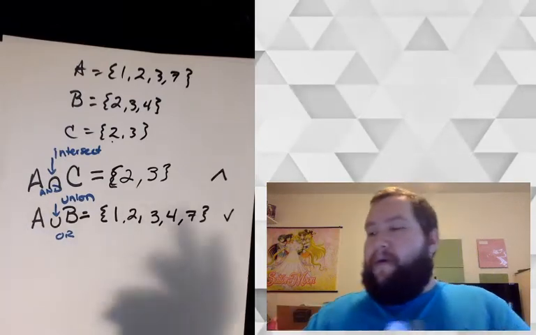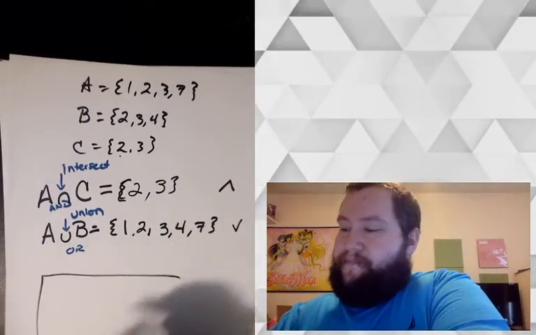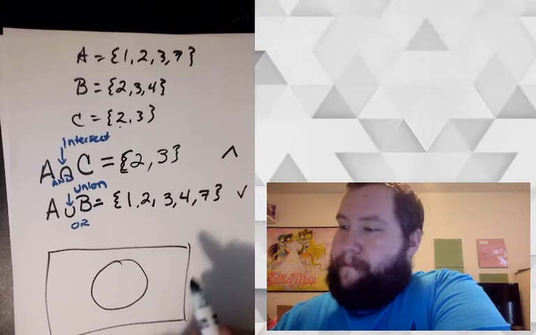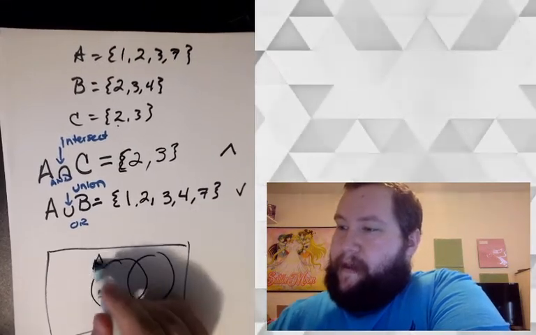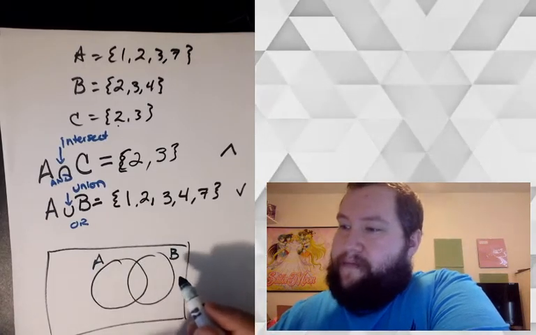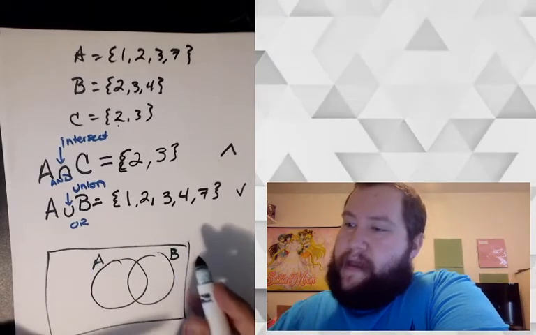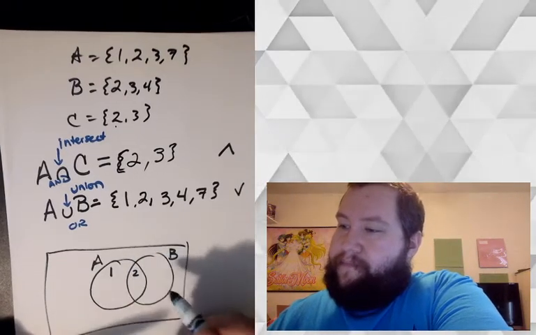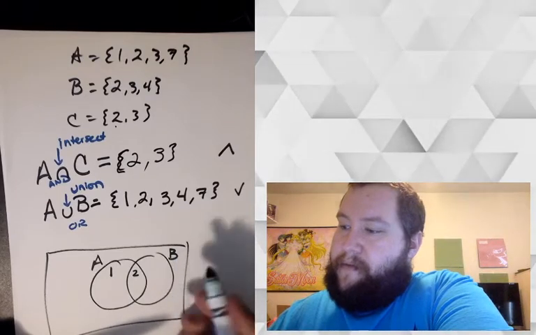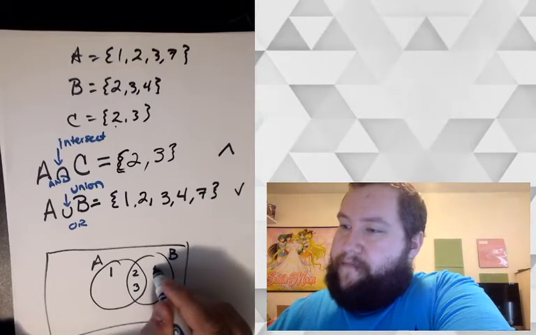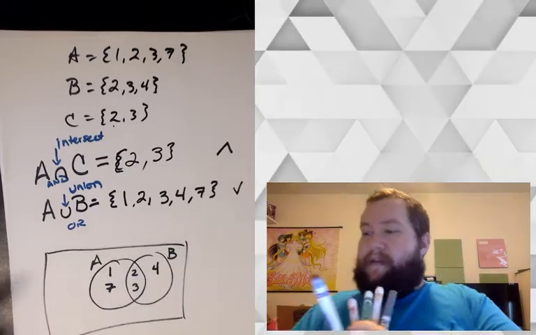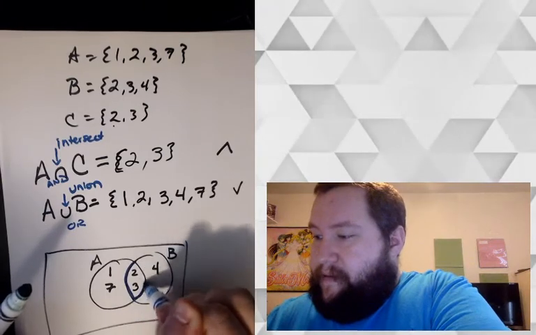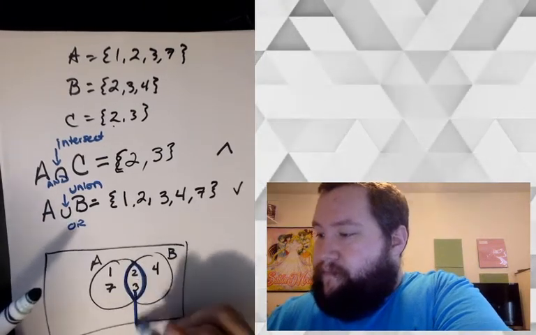So suppose we're talking about A, B, and then we have to figure out where C is. So A has a 1 in it. A and B both have a 2. A and B both have a 3. B has a 4. A has a 7. And C has a 2, 3. So that means that this piece here, the blue wedge, is C.